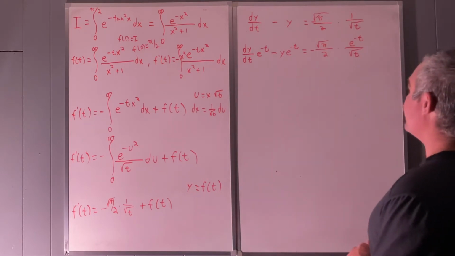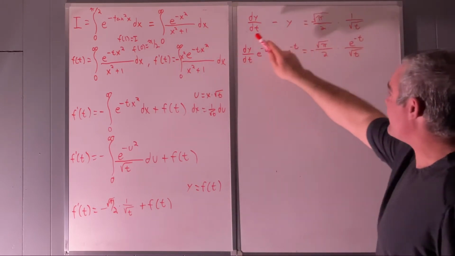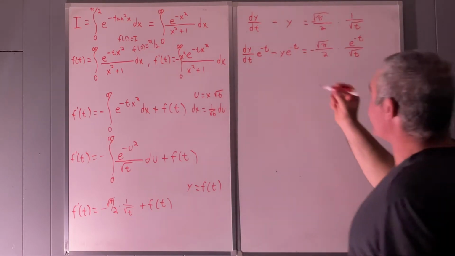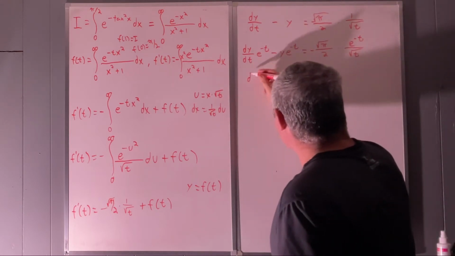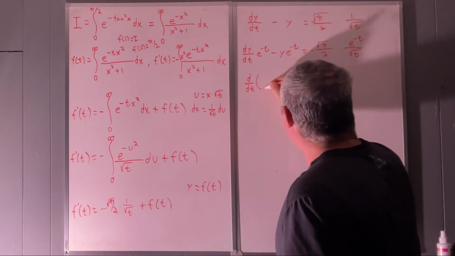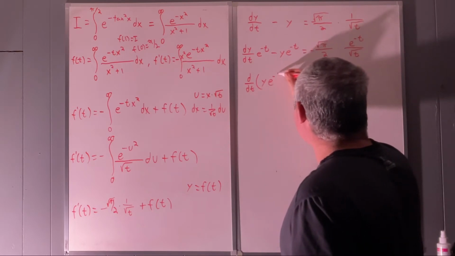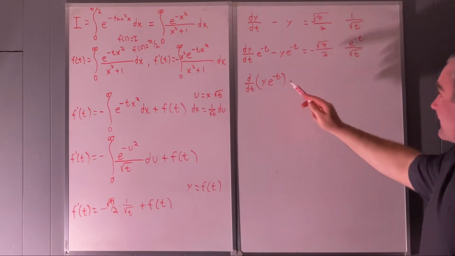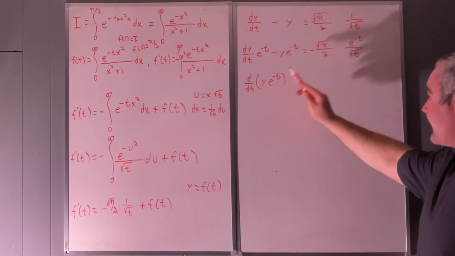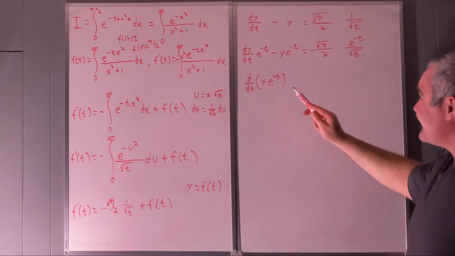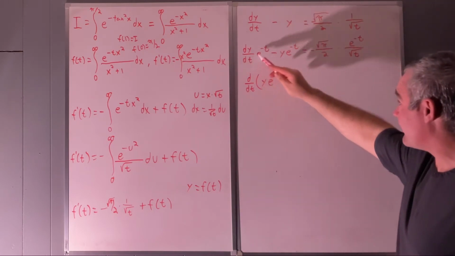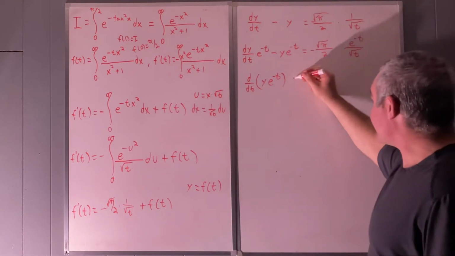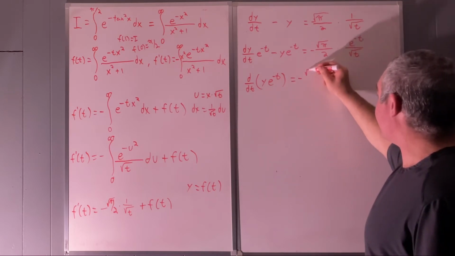So the whole reason we did this was so that this side would become the result of a product rule for derivatives. This is the result when you take the derivative with respect to t of y e to the negative t. Because the product rule says that the derivative of a product is the first times the derivative of the second, plus the second times the derivative of the first. So that is just the derivative with respect to t of this, and we set that equal to the other side untouched.